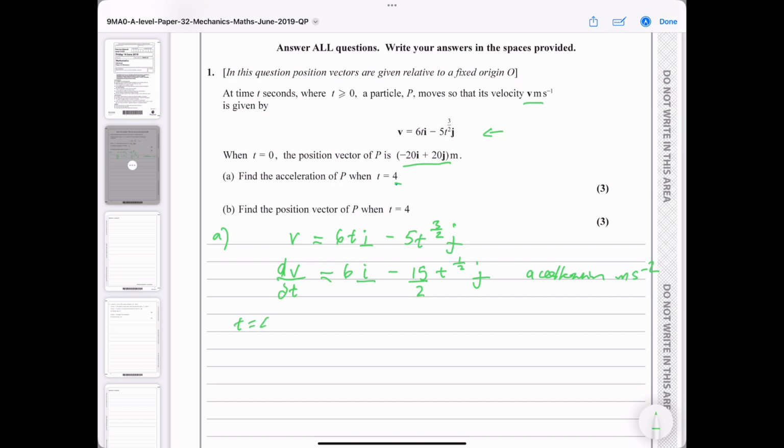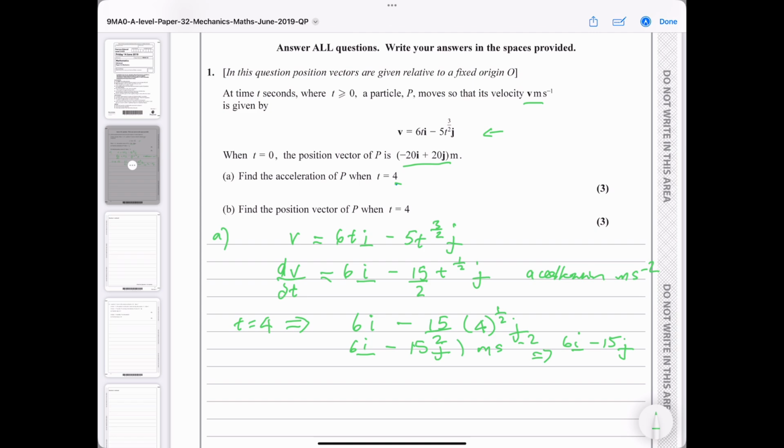So when t equals 4, that means 6i, and that's just a constant, minus, and now let's put the 4 in, so that's 15 over 2 times 4 to the power half, which is 2j, and that will equal 6i minus 15j. So our acceleration is this, meters per second to the minus 2. Actually, that looks really bad, I'm just going to write that again. It's 6i minus 15j. There you go.